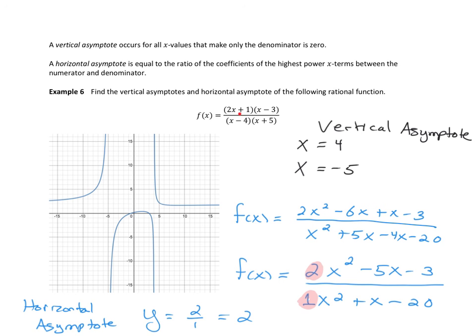Up here, you probably could have figured that out by saying, well, instead of doing all this work, I know if I multiply this stuff together, I get a 2x squared. So I'm thinking 2. In the denominator, you get a 1x squared, which puts a 1 here. So the ratio would be 2 over 1. And if you draw in y is equal to 2, that seems like a good fit for what this graph is approaching. So the vertical asymptotes are where the denominator is 0, and the horizontal asymptotes are the ratio of the highest powered x terms of the rational function.